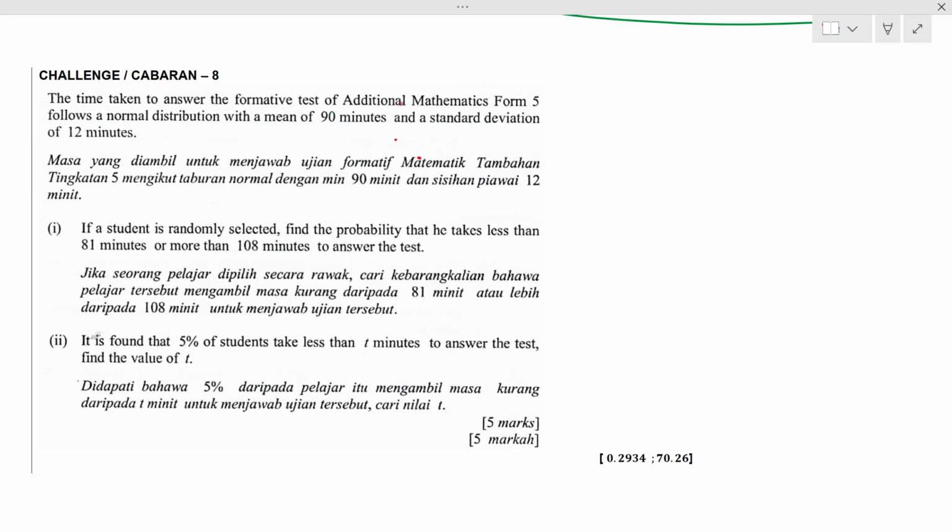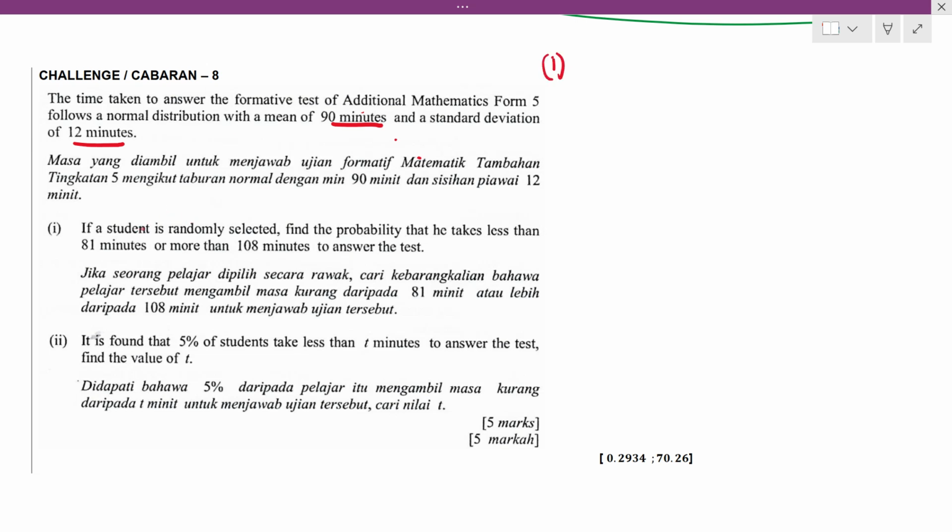The time taken for the formative test of Form 5 ADMATS follows a normal distribution with a mean of 9 minutes and a standard deviation of 12 minutes. Sometimes, if they put hours and minutes, make sure you change to the same unit. That one is a very basic mistake, a basic trap. If a student is randomly selected, find the probability he takes less than 81 minutes or more than 108 minutes to answer the test.